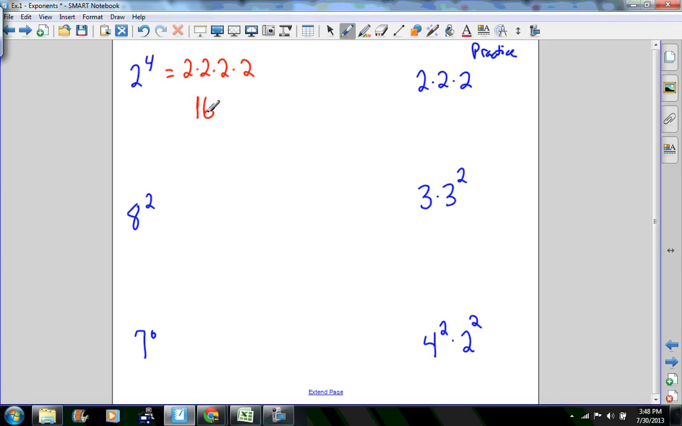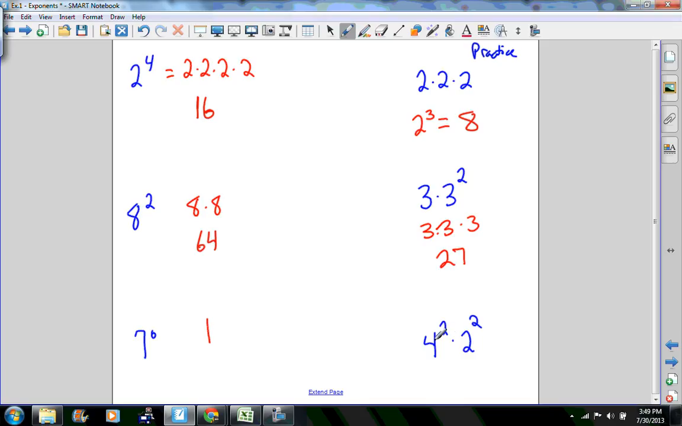Man, I am just getting destroyed with this pen. There we go. 8 squared is 8 times 8, which is 64. 7 to the 0 is 1, not 0. This is 2 cubed, which is equal to 8. This is where it gets a little tricky. 3 times 3 squared, well, we know 3 squared is 3 times 3, so there's actually just three 3's here, which gives us 27 because it's 9 times 3.